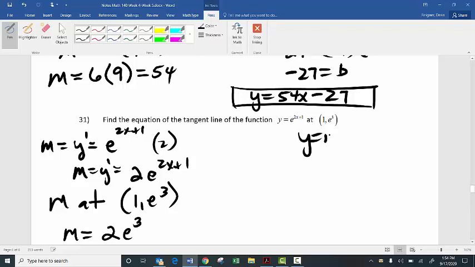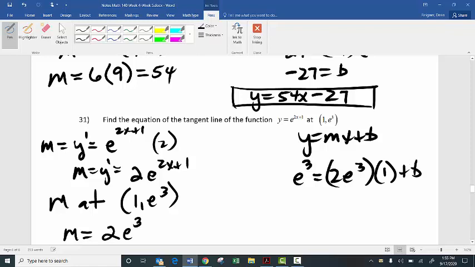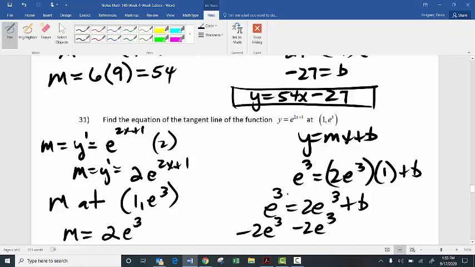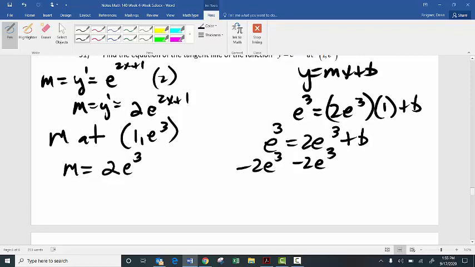Now to get your b, you put in the y. The y is e to the third. Your slope was 2e cubed. Your x is 1, plus b. So e to the third equals 2e to the third plus b. Think of this as a number. You subtract it. Even though e is a number, the whole process here kind of works like a variable with e. So you subtract: e cubed minus 2e cubed is negative 1e cubed. That's your b.